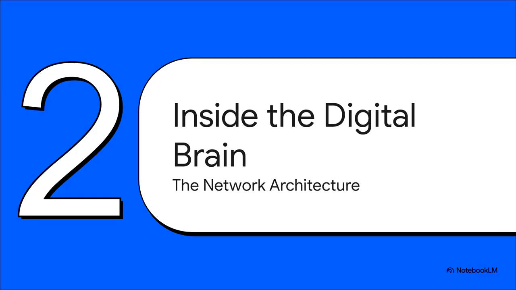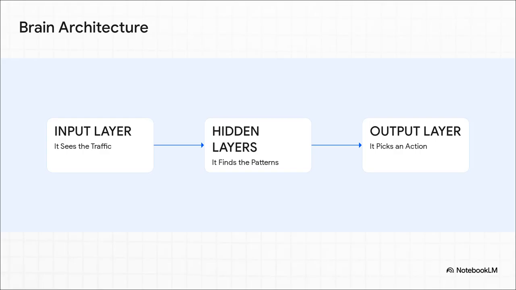So, let's get to the good stuff. What does this digital brain actually look like under the hood? We're going to walk through its architecture piece by piece and see exactly how it thinks. At its core, it's actually a pretty simple three-step flow. First, the brain has to see the world around it. That's the input layer. Then it has to think about what it's seeing, and that happens in the hidden layers. And finally, it has to act on that thinking, which is the job of the output layer. See, think, act. Let's break each of those down.